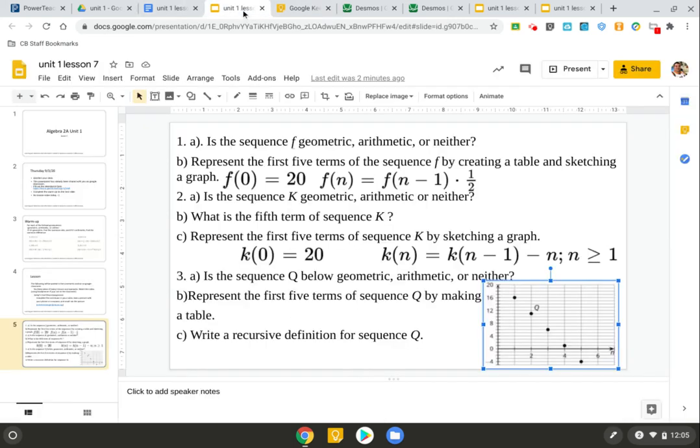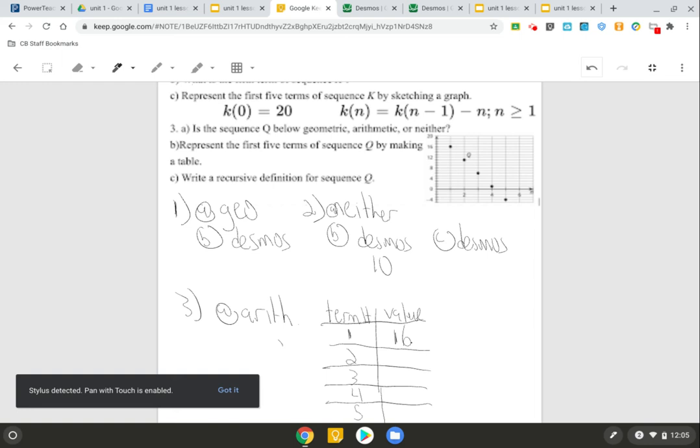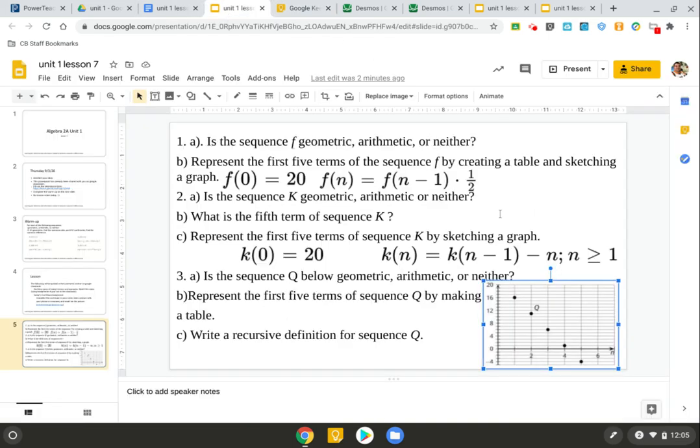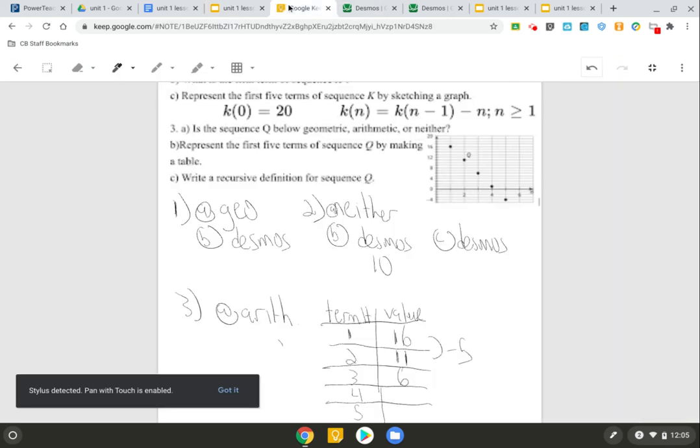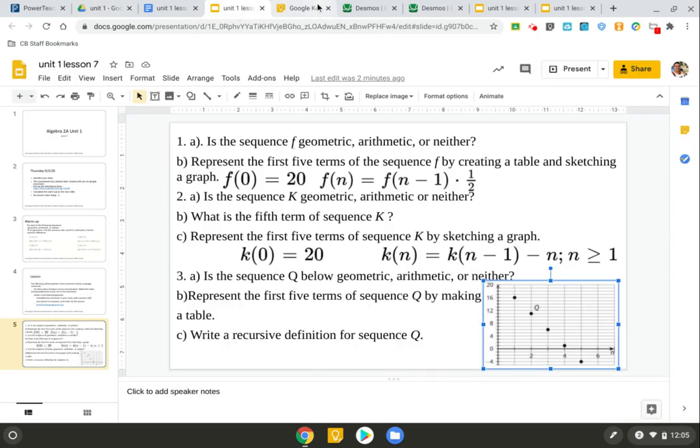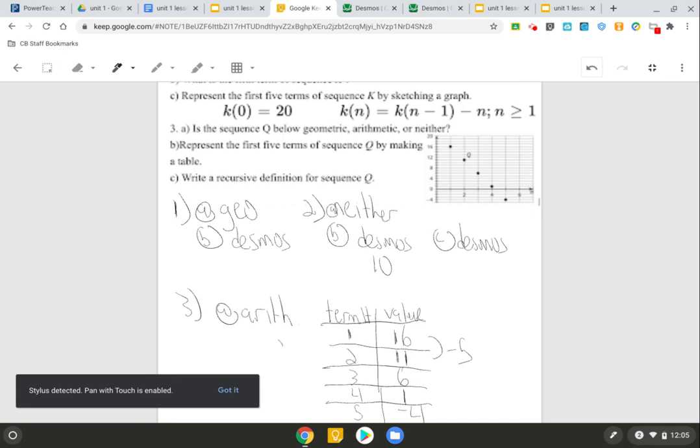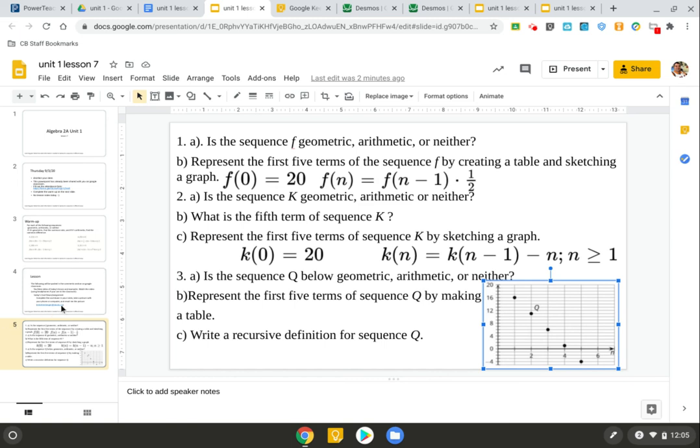It looks like term 2 is 11, so we're subtracting 5 each time. That would mean term 3 would be 6, and let's double check that on the graph. Yep. Term 4 would be 1, and term 5 would be -4. That is indeed true from the graph. And that is it for your examples for today.